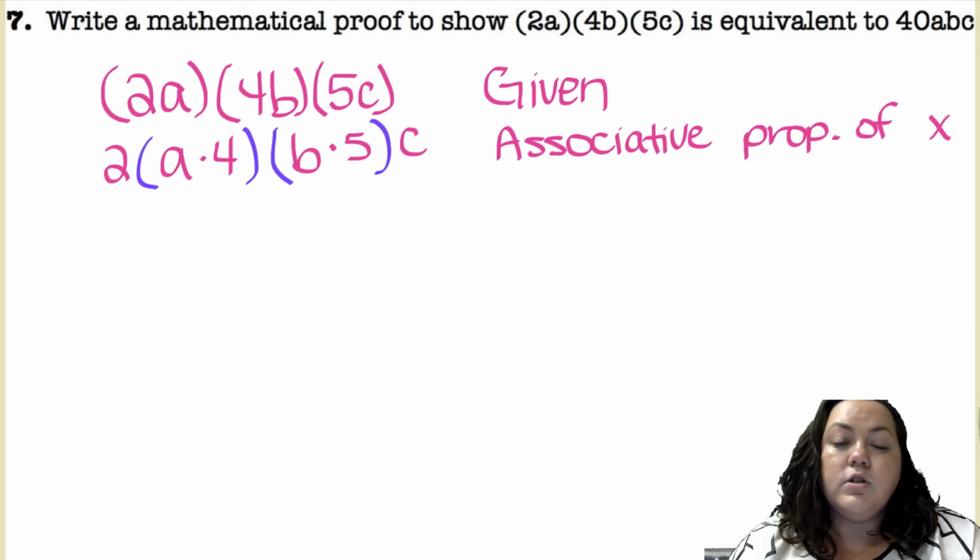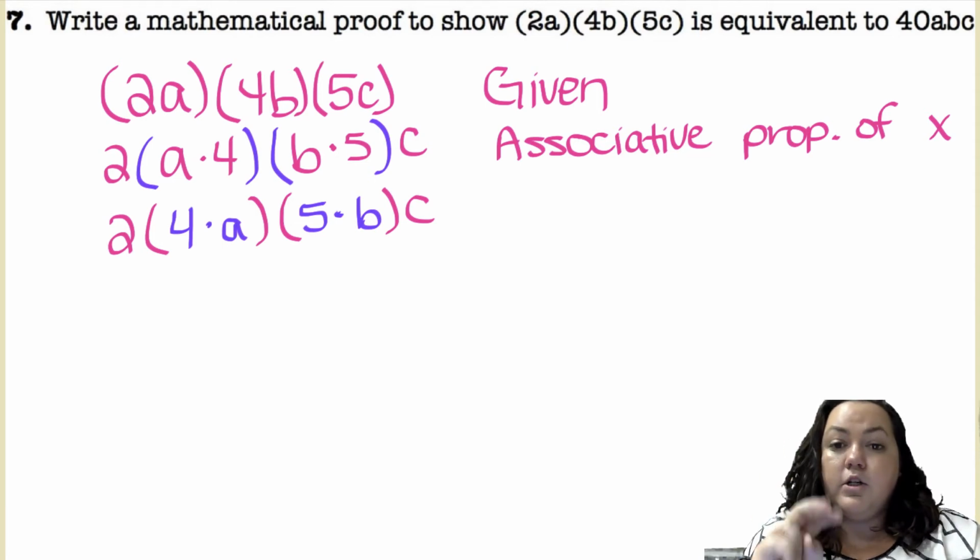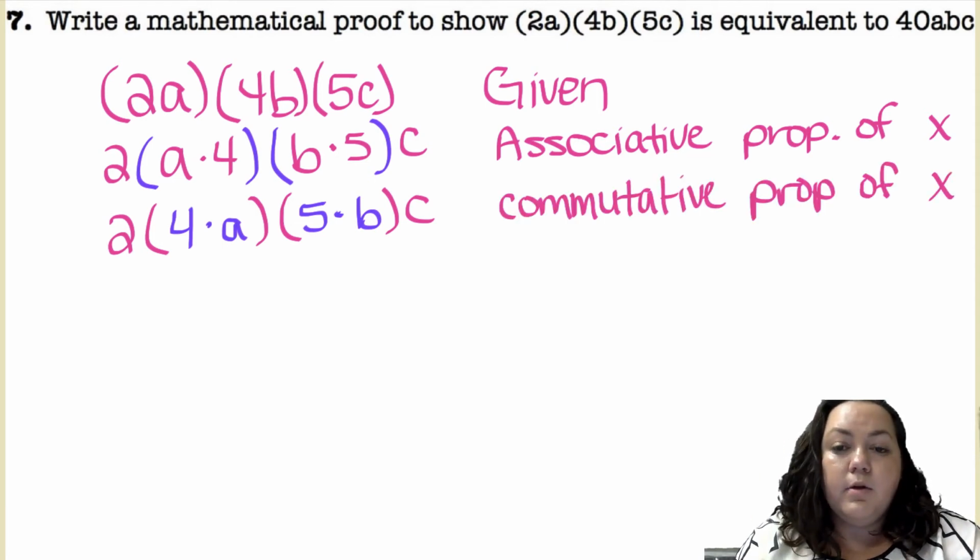So that would be the associative property of multiplication. And that little x is just the multiplication symbol. And then I did 2 times 4 times a. So I had a times 4 in that first group, and I just flipped it. And then in the second group, I had b times 5, and now I have 5 times b. So I flipped it. So when you change the numbers, you move them, that's the commutative property of multiplication.